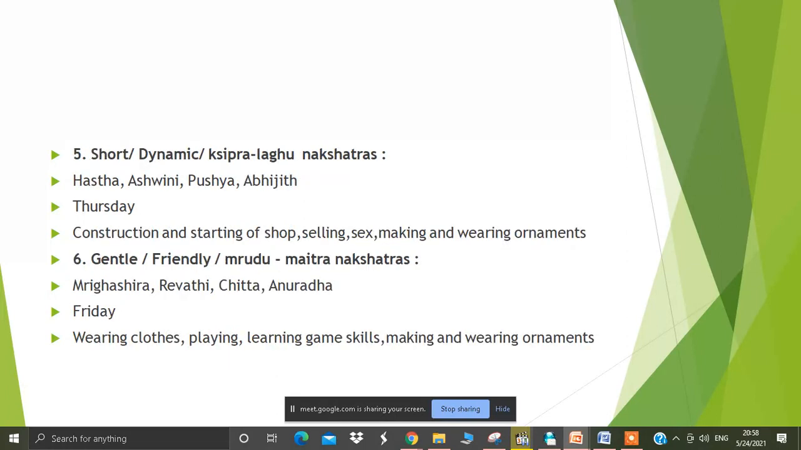Next we have the short or dynamic or Kshipra Laghu Nakshatras. What are those? Hasta, Ashwini, Pushya and Abhijit. Construction and starting of a shop, selling, making and wearing ornaments. Next we have gentle, friendly or the Mridu Nakshatras. Those are light nakshatras. What are those? Mrigashira, Revati, Chitra, Anuradha. Wearing clothes, playing, learning games, skills, and making and wearing ornaments. These nakshatras you can choose.